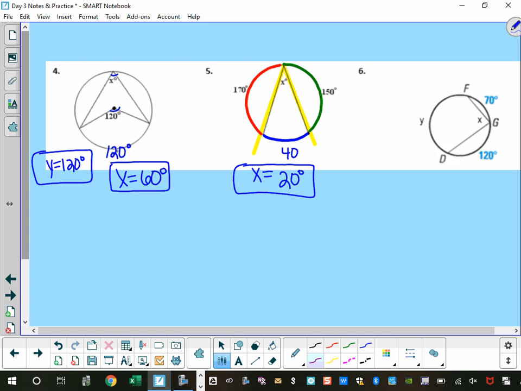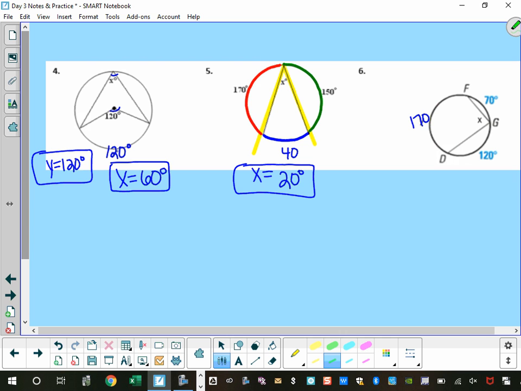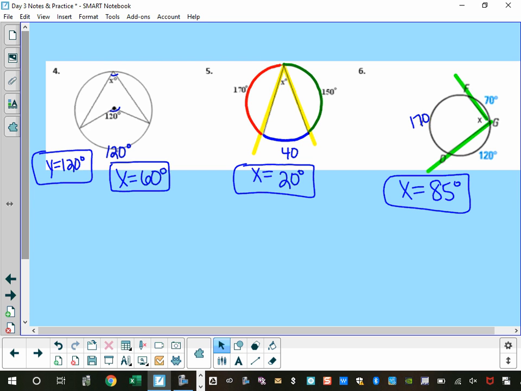Same thing with number 6. The full circle is 360. I know that arc FG is 70, arc DG is 120. What is the measure of arc Y? 170. Good. So this is 170. I had to find that. And then if I look here, I see that that's my inscribed angle. So what is half of 170? So my angle here is 85 degrees. Even if you didn't get these answers, please write them down. They'll be helpful for your homework.